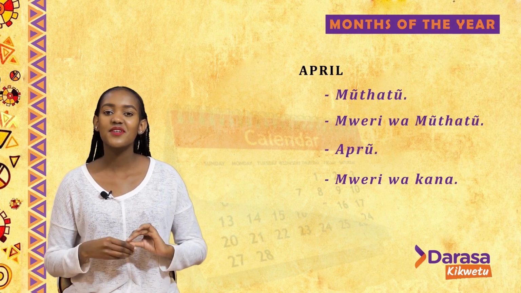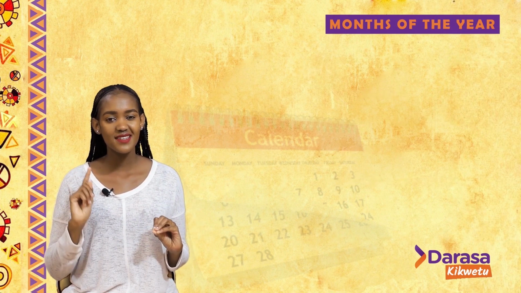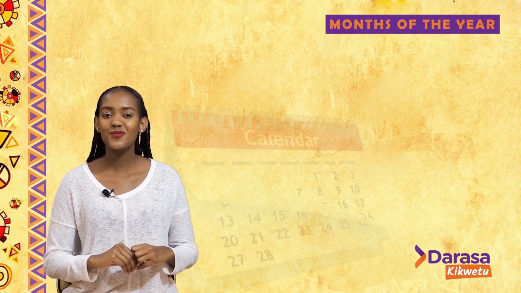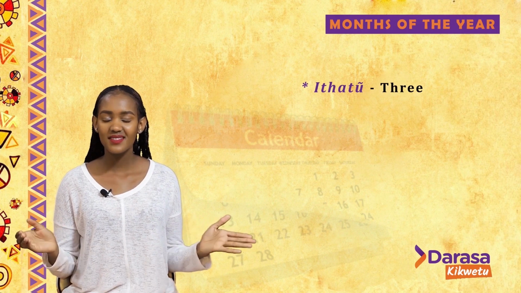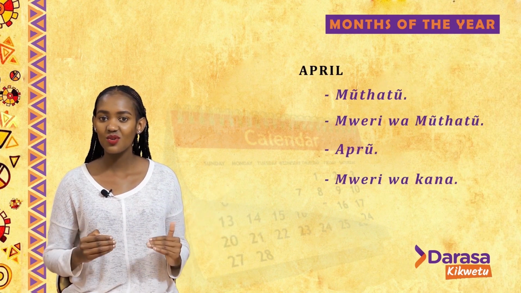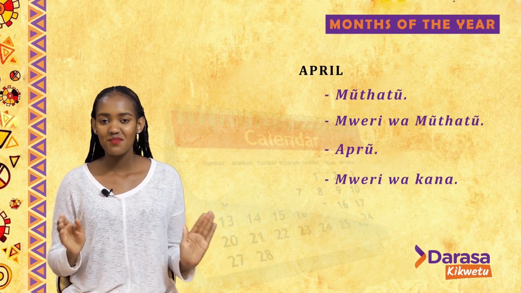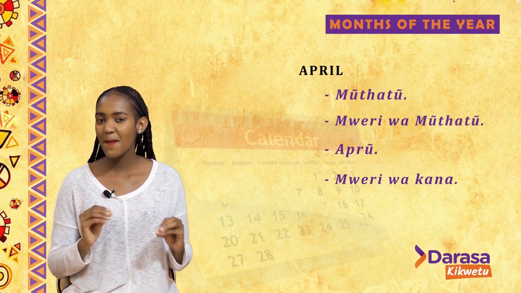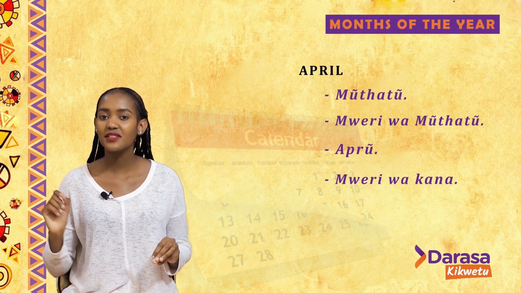Alright, so Mudhato can be a bit confusing for you, especially because you learned numbers and you know that idhato means 3. But this time we're saying Mudhato is the 4th month. But it doesn't have to be so. Remember that April is known as Mudhato.